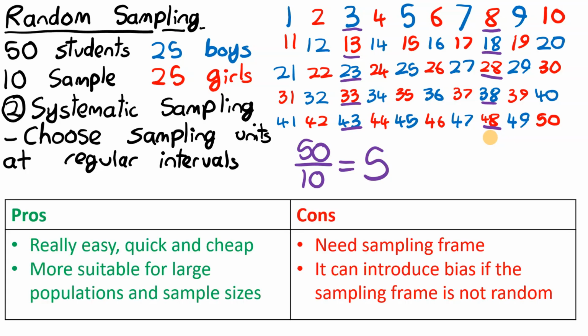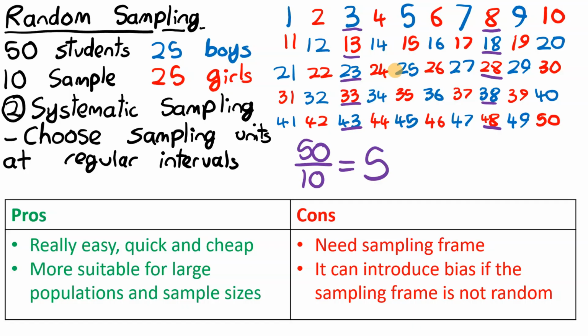Now this method is quick and easy and cheap, and it has an advantage over the first method as it's better for bigger populations and samples. With the first method you had to generate loads of random numbers if the sample was big, whereas here you only have to generate one random number, which is the 3 at the start, and then you can get the rest of the sample by just picking the numbers at regular intervals, and it's a lot easier.